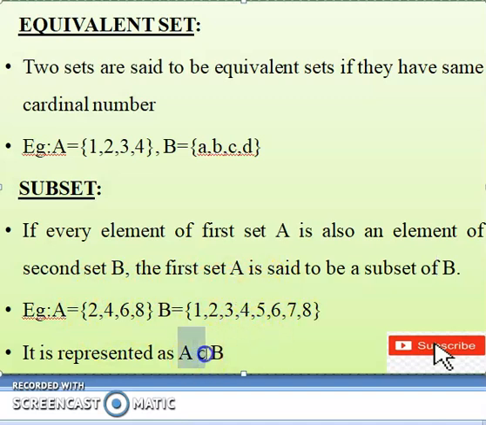So what is the symbol for subset? This is the symbol for subset. So A is a subset of B. Why is A a subset of B? Because 2, 4, 6, 8 come under B.